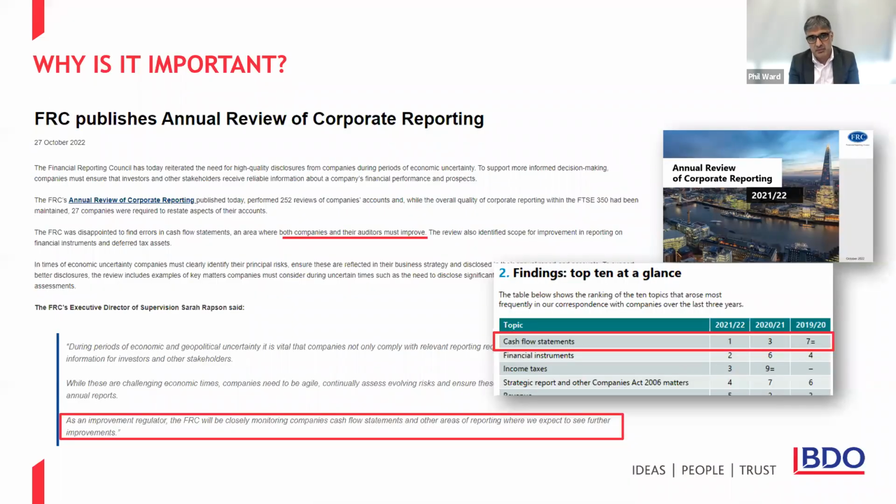But why is it important? Yes, there's the fact that it is a primary statement, and that means that in any regulatory review that we have as auditors, it's an area of focus for the regulator. What we found, and what they found in their reviews, is that it's an area where there are a significant number of errors, and that's not just in social housing cash flow statements, but across all sectors. And the regulator's been pretty firm on this, that both companies and auditors must improve in the production of cash flow statements and the audit of cash flow statements.